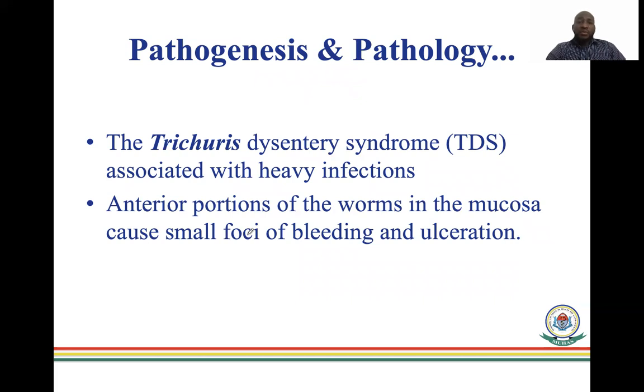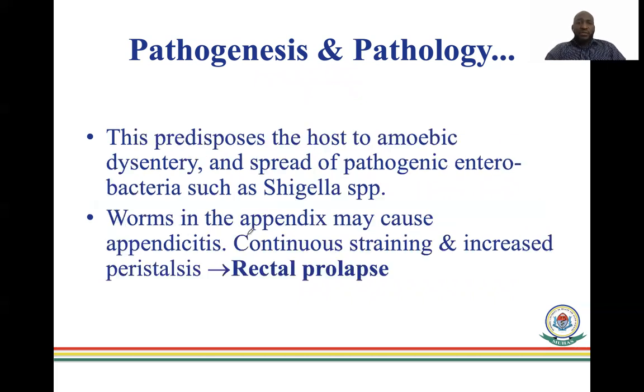The anterior portion of the worm and the mucosa cause small foci, and then they will cause some bleeding and ulceration that would tend to give you bloody stools, which is dysentery syndrome. And this also predisposes the host to other amoebic dysentery, because you already have damage in the mucosa, and the spread of other enterobacteria such as Shigella and things like that. So this is a complication related to trichuriasis.